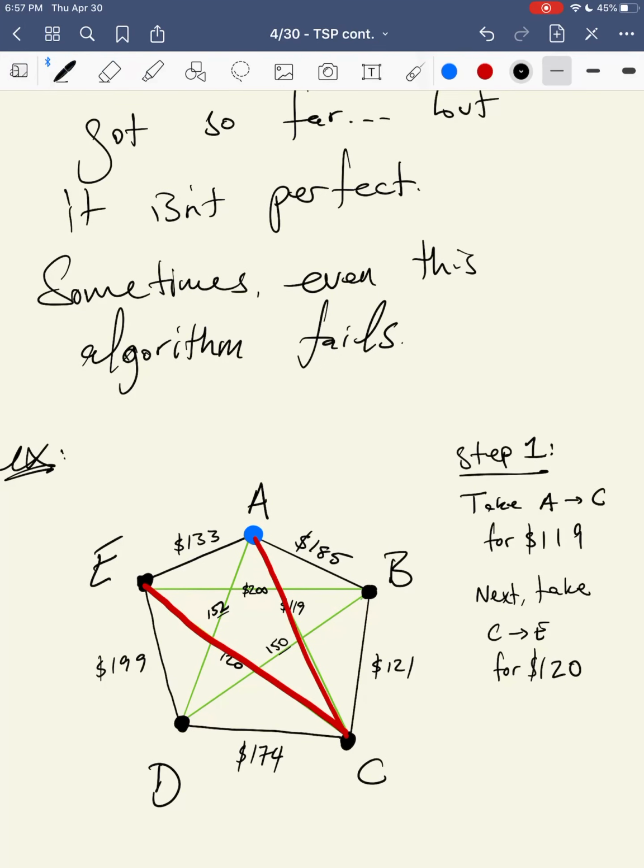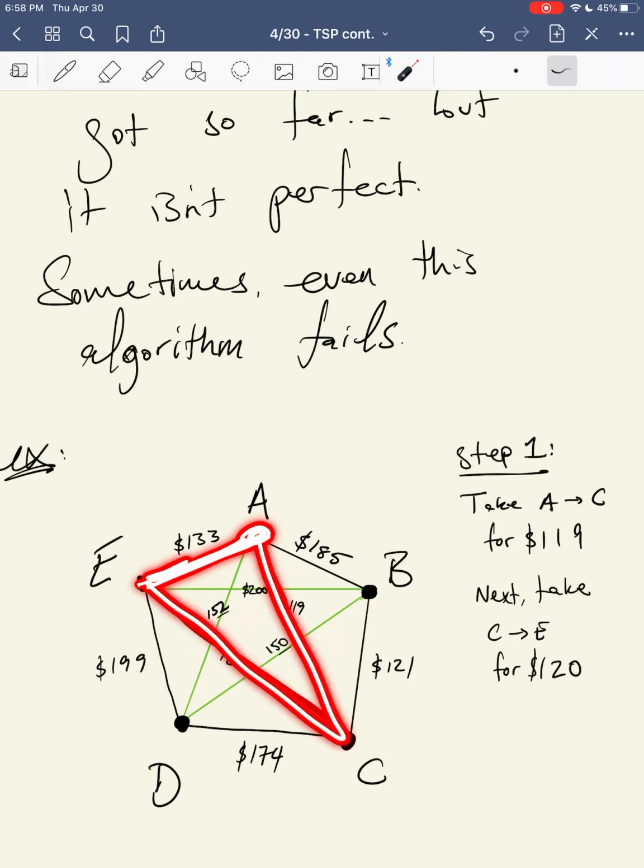Okay. So next we want to look at the cheapest ones. So from E, we have an edge for 133 back to A, an edge for 199 to D, and an edge for 200 to B. But so we would like to take the 133 one. But look what happens. If we take the 133 edge back to A, we make a partial circuit. And that's not okay.